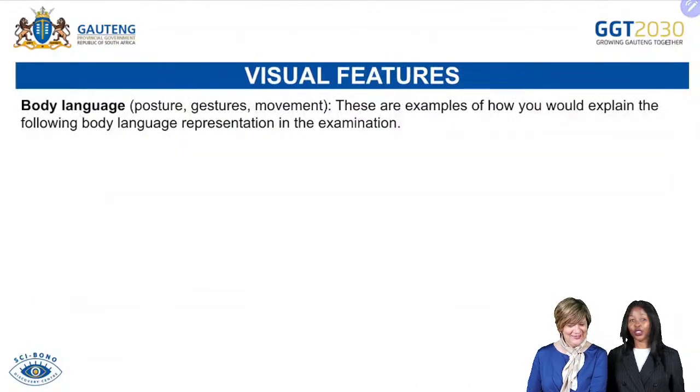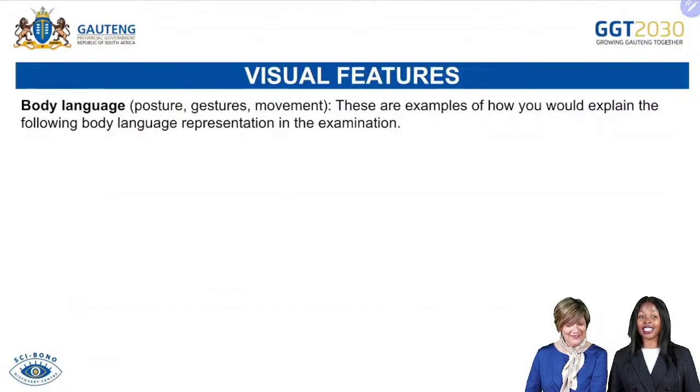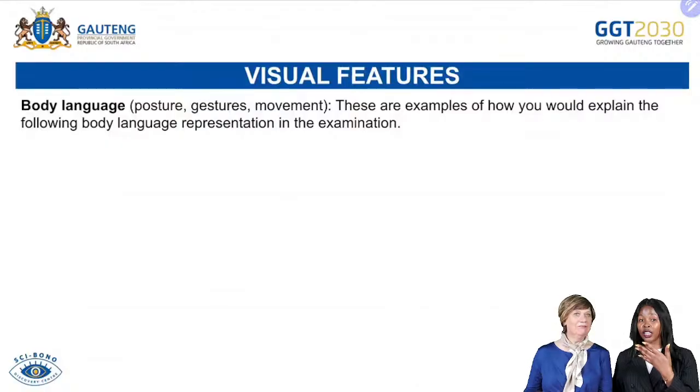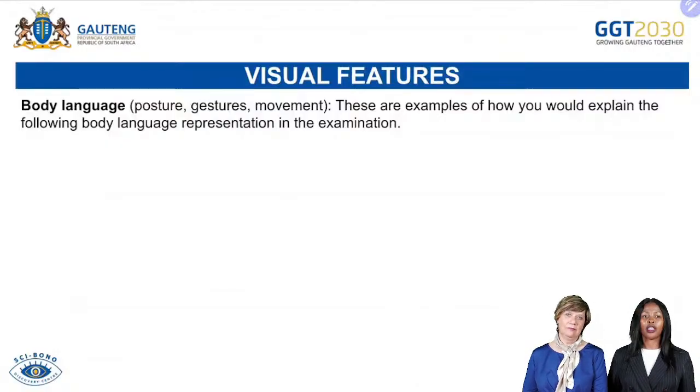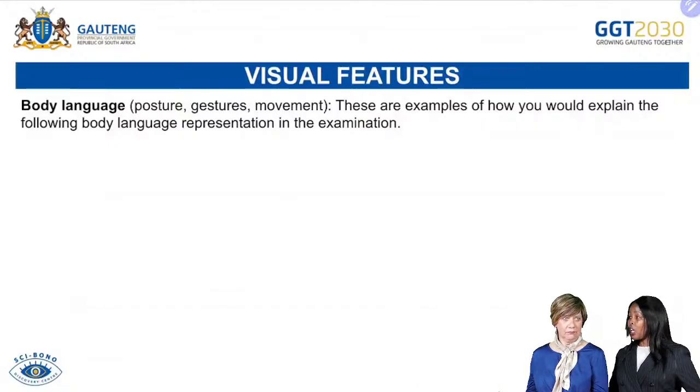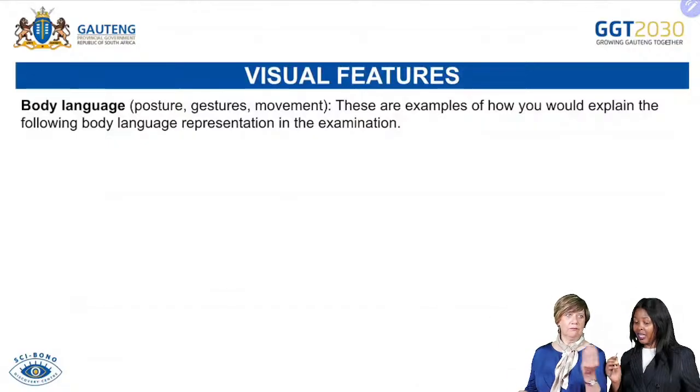Now, we've got different visual features that we are going to be looking at, and now we are looking at the body language. Remember, we spoke about the facial, and Lee specified that you can't, in an exam, say the facial expression says, be specific as to what exactly in the face is happening. The same rule applies when we deal with body language. Now, here we are looking at the posture, the gestures, as well as the movement that is there.